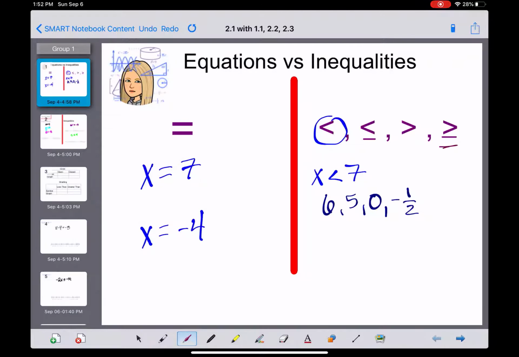If we look at greater than or equal to, if we have x is greater than or equal to -4, there are multiple solutions. So -4 is a solution, and so are all numbers that are greater than -4. So -2, 0, 5, 7, and so on.